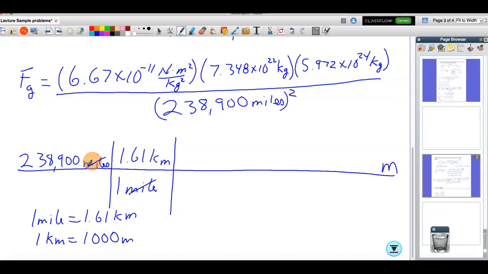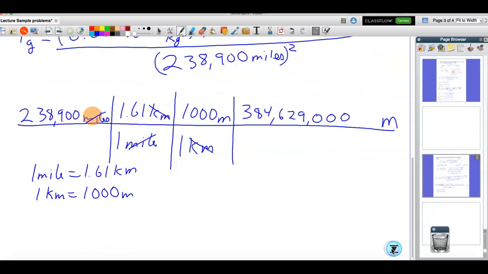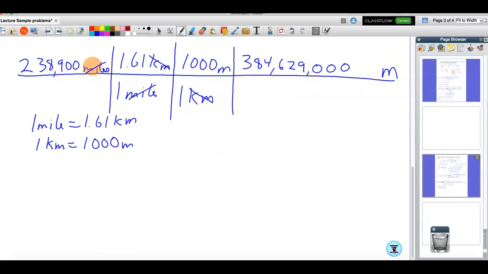And we need our next conversion. So kilometers on the top, so we need kilometers on the bottom to cancel, and that's 1,000 meters. So those cancel and go away. So there's our conversion. We just have stuff to multiply by on top. And that's how we get our conversion. So running it through our calculator, we get 384,629,000 meters. So there's our distance. Now we have it converted. We can put everything in our equation. We have all the right units.